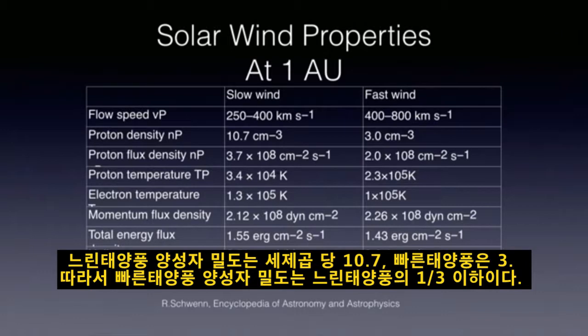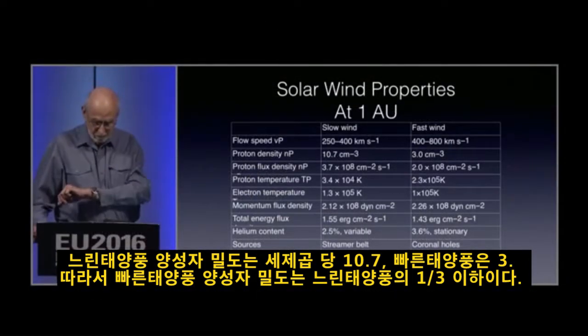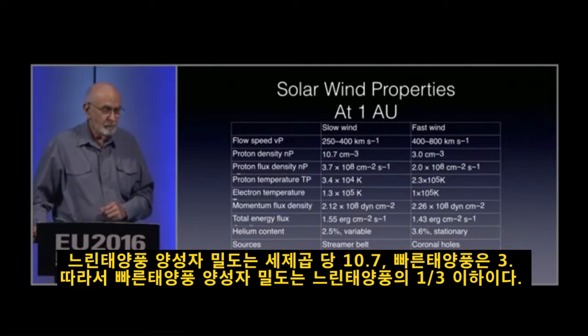The proton density, however, in the slow solar wind is 10.7 per cubic centimeter. In the fast solar wind, it's 3. So the fast solar wind contains 1/3 less than the slow solar wind.